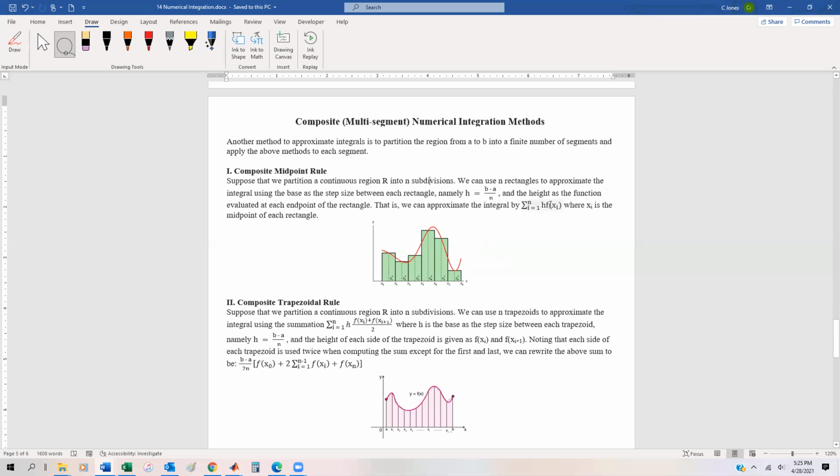So we can take each of those bases, which is h, and x sub i is the midpoint, and we can just evaluate at each of the midpoints. So we have base times height, and we get an estimate of the area under the curve, which helps us to approximate the value of the integral.